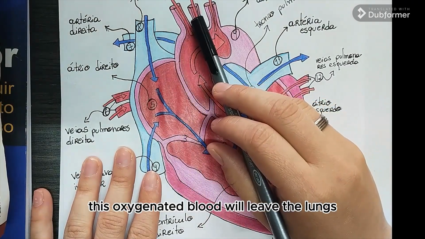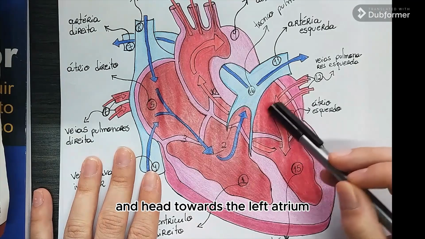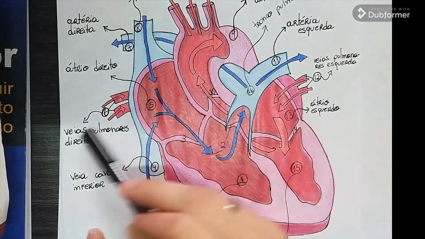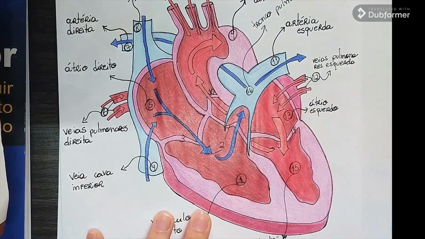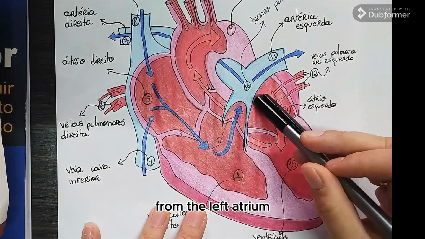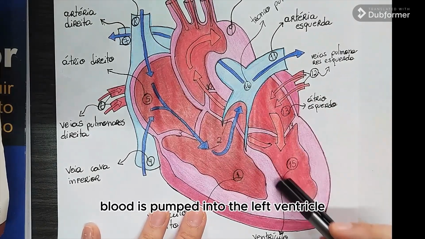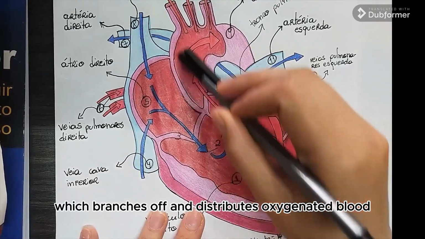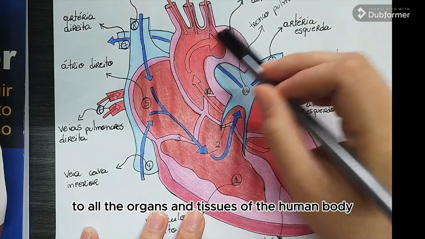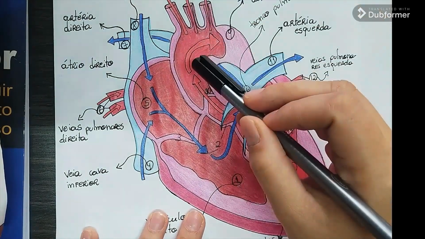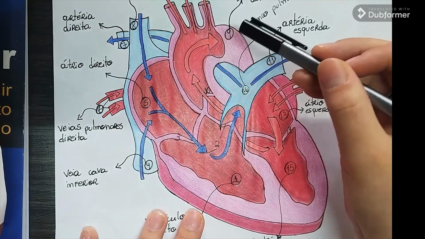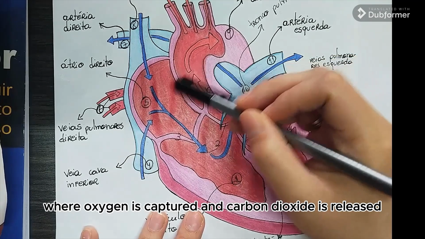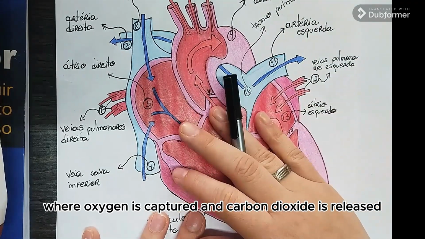This oxygenated blood will leave the lungs and head towards the left atrium via the left pulmonary veins and the right pulmonary veins. From the left atrium, blood is pumped into the left ventricle, and from the left ventricle, the blood passes through the aorta, which branches off and distributes oxygenated blood to all the organs and tissues of the human body, which carry out cellular respiration, where oxygen is captured and carbon dioxide is released.